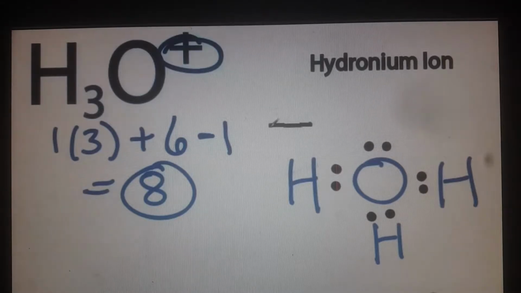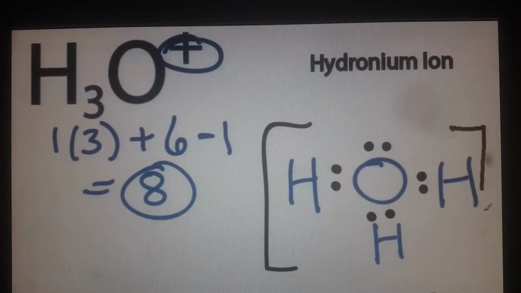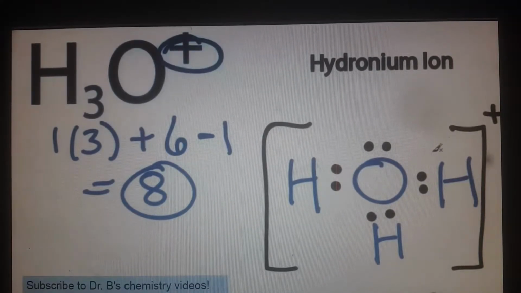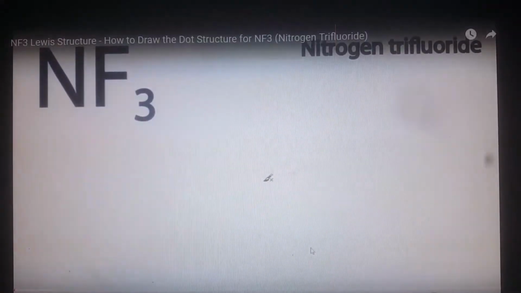We'll finish by putting brackets around it, like this here, to show that it's an ion, and put a plus charge up here, so everyone knows that it's a positive ion, a cation. That's the Lewis structure for H3O+.